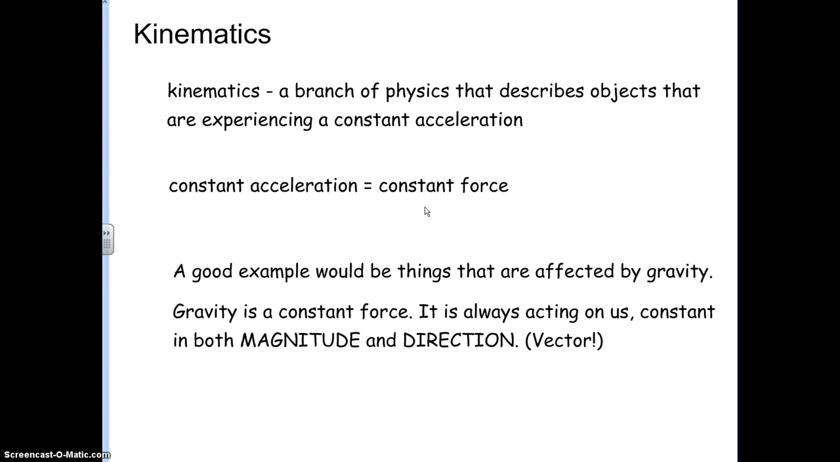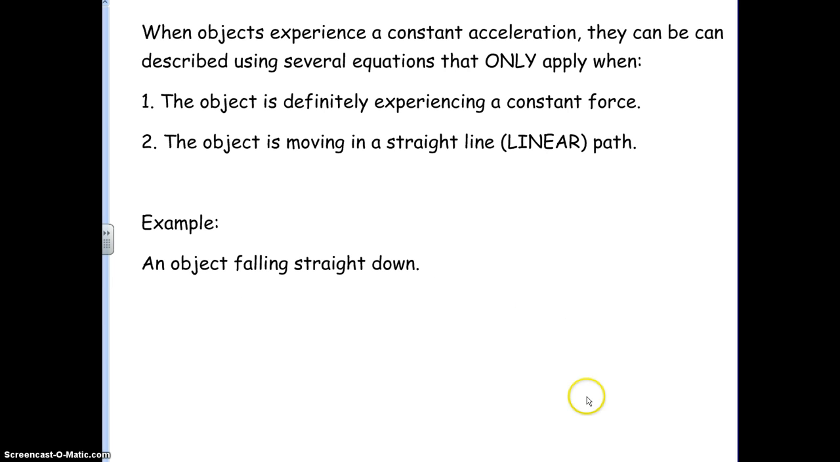So there's a whole branch of physics that describes objects that are experiencing this constant acceleration, and that's a branch of physics called kinematics. And I want you to get pretty good at identifying whether or not a motion is kinematic or not. Again, we're talking about things that are experiencing constant acceleration. A lot of times the best example of a force that's a constant force that produces a constant acceleration is gravity. It's constantly pushing down on us, so the direction isn't changing, and it's constantly pulling with the same magnitude. So if something is experiencing a constant acceleration, there are several equations that we can use, called the kinematic equations, to describe the motion.